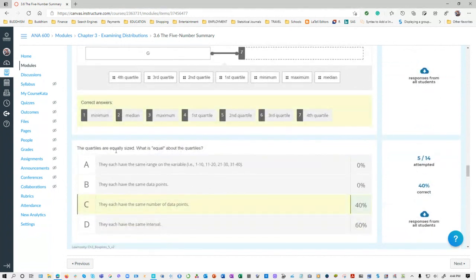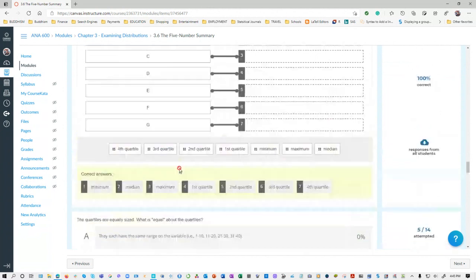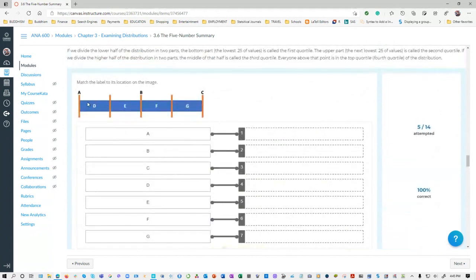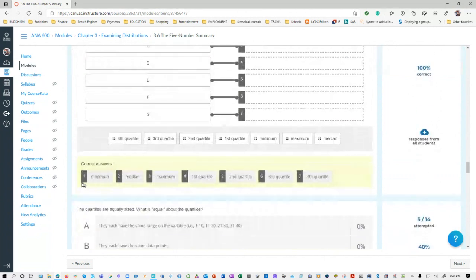What is equal about the quartiles? The same number of data points. Equal means the same number of data points. How many numbers are going to go to this region out of the total number of data points? Let's say if you have eight data points, two go here, two here, two here, two here. They are equally distributed among these four quartiles.